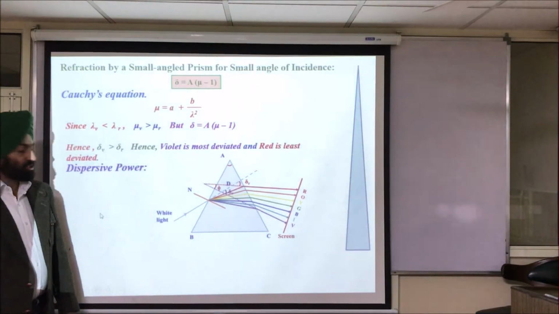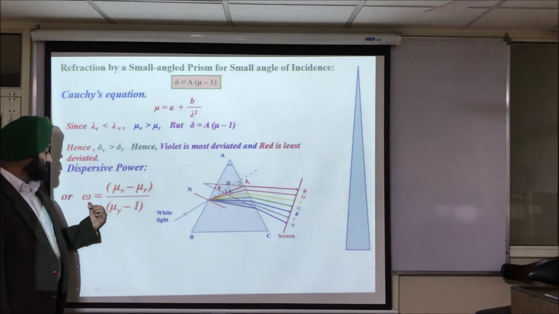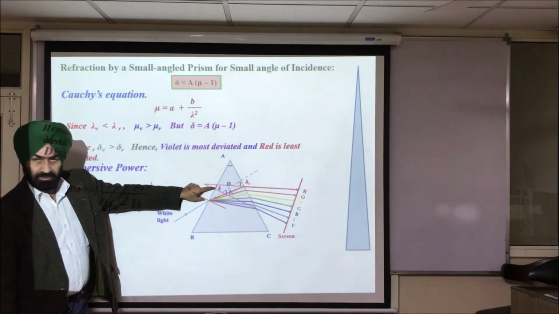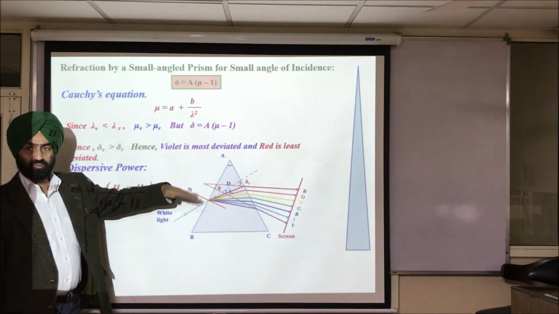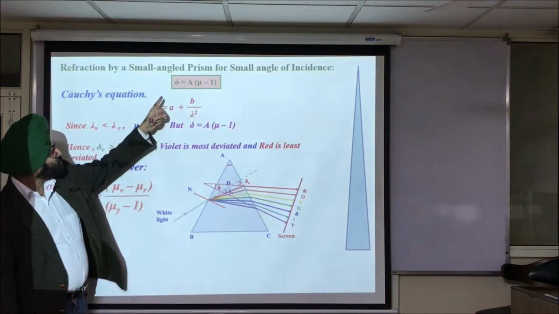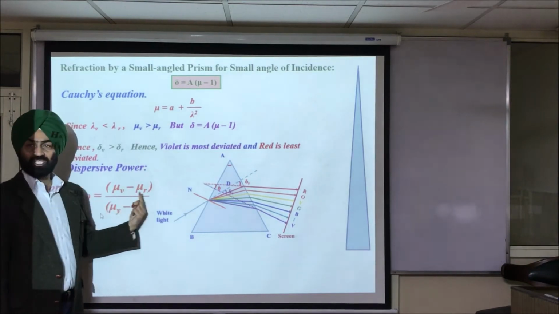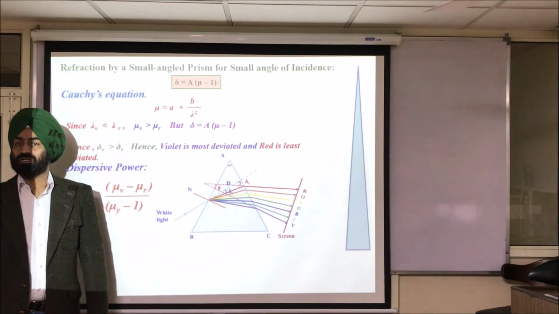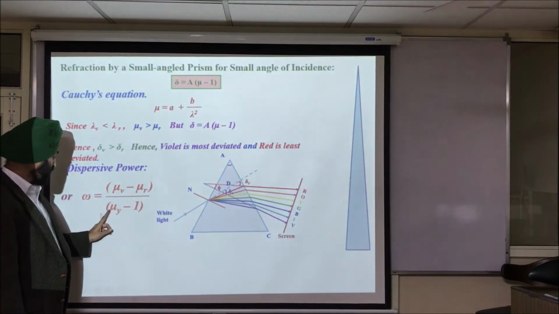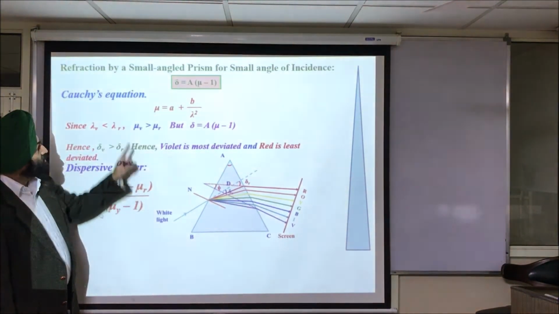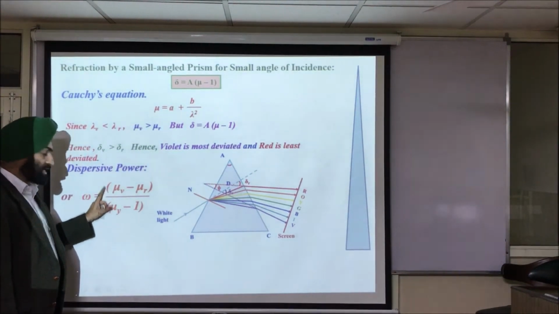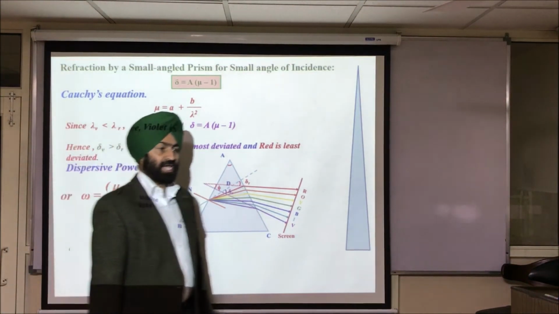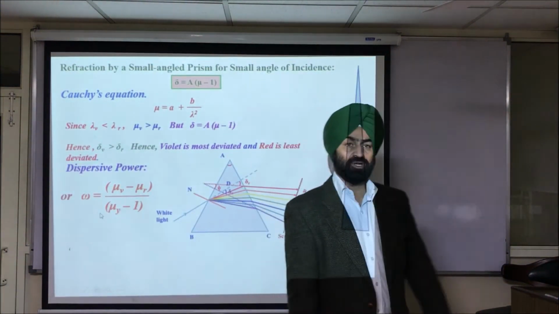Dispersive power. Dispersive power was given as angular dispersion, that is this angle phi, which was equal to delta violet minus delta red, but on substituting that relation you get mu violet minus mu red, divided by deviation of mean color, that is yellow color. So that is equal to A into (mu of yellow minus 1). A there and A here, they get cancelled. So dispersive power was independent of angle of prism. It is a property of medium only.